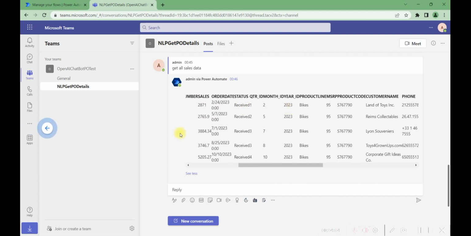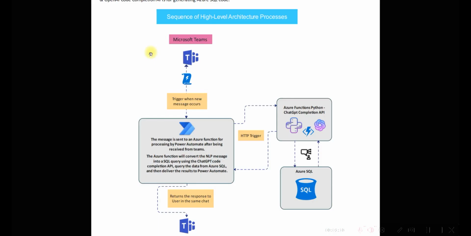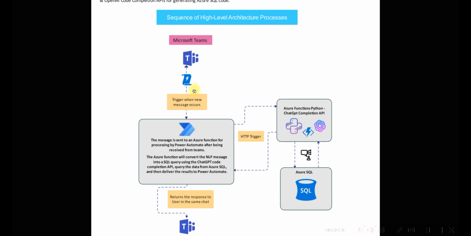Let's see the high-level architecture overview and the process steps. Whenever the user pings a message in Microsoft Teams to get data from Azure SQL, the Power Automate flow will get triggered, take the user's message, and send it to the Azure function via HTTP trigger. In the Azure function, we have written the logic to get the user's message and convert it to a SQL query using the ChatGPT completion API.